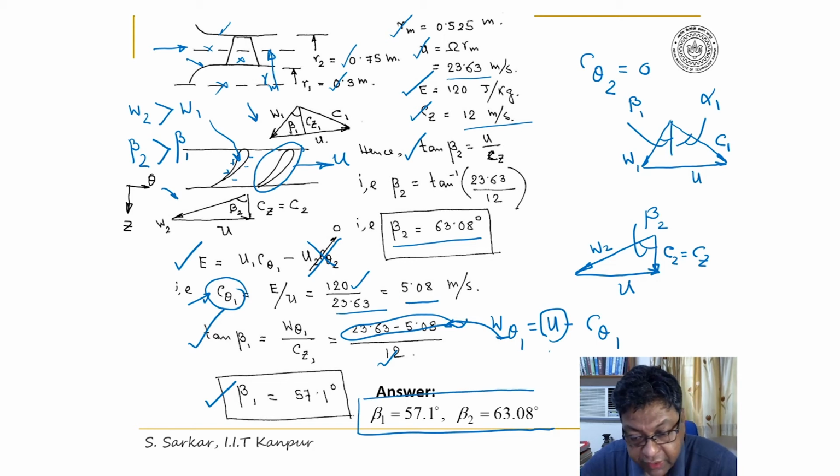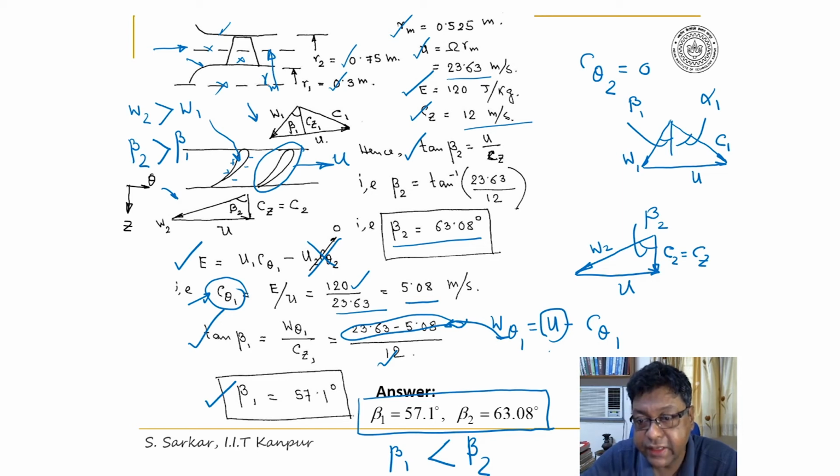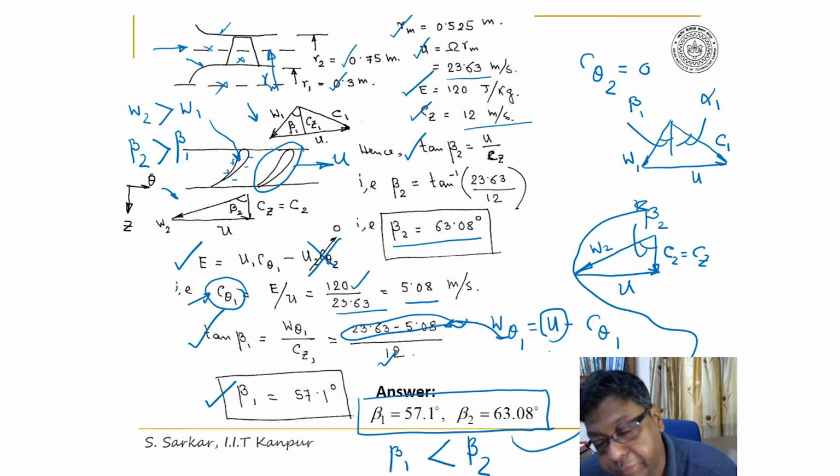Note here the angle got reversed. So here you will find beta 1 for a turbine is less than beta 2 as indicated in the velocity diagram.